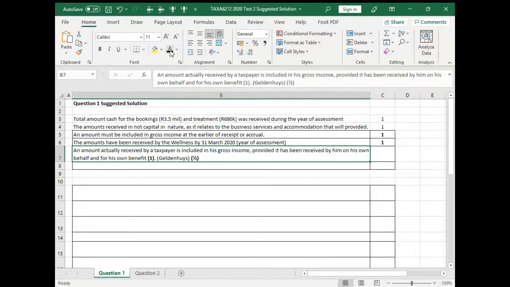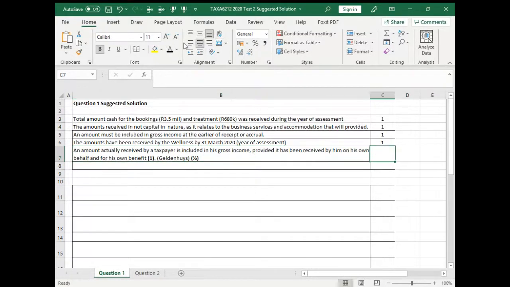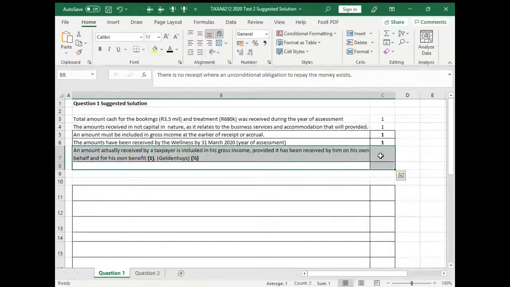Now, how do we actually know this? We go look at whether there's any obligation to repay this. So if there's an obligation, then we have not necessarily received it on our own behalf, for our own benefit, at this stage. So there is no receipt where an unconditional obligation to repay the money exists. That is when you actually receive it. So you go list this.